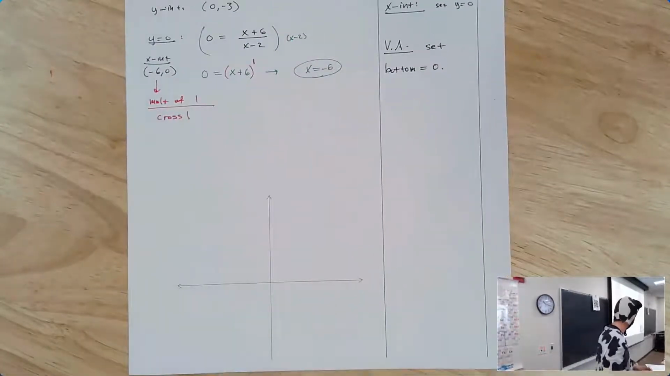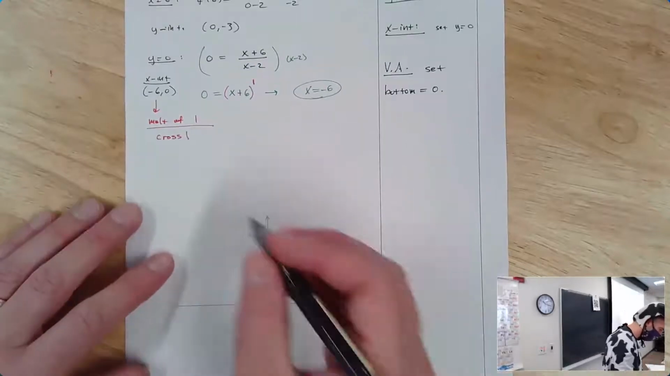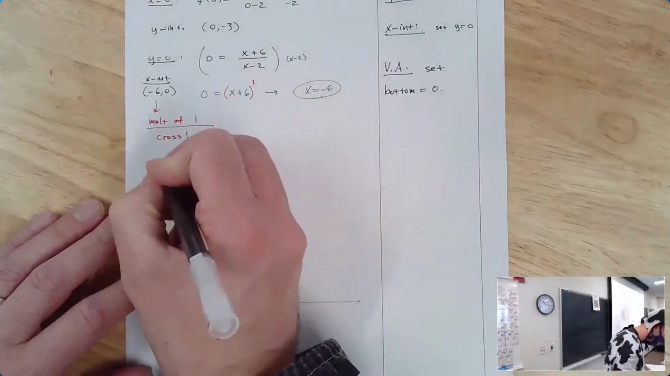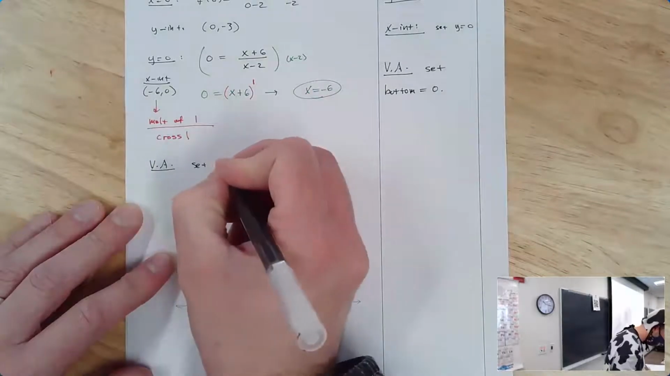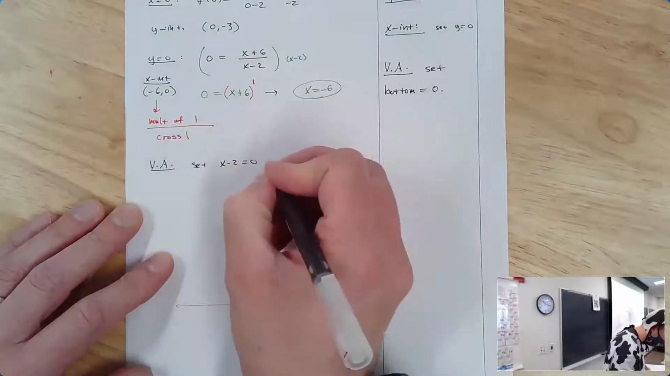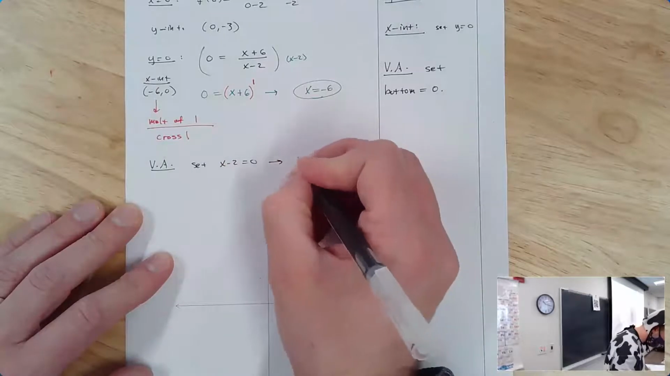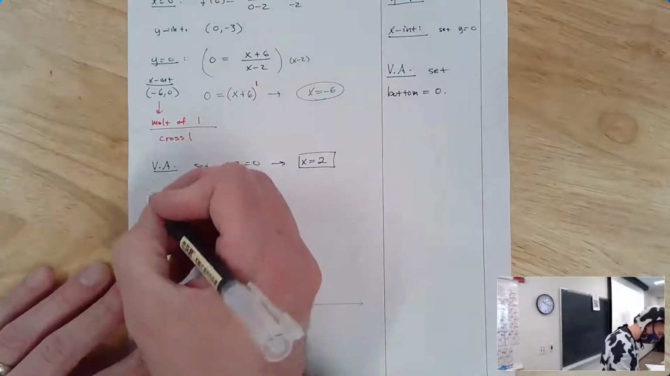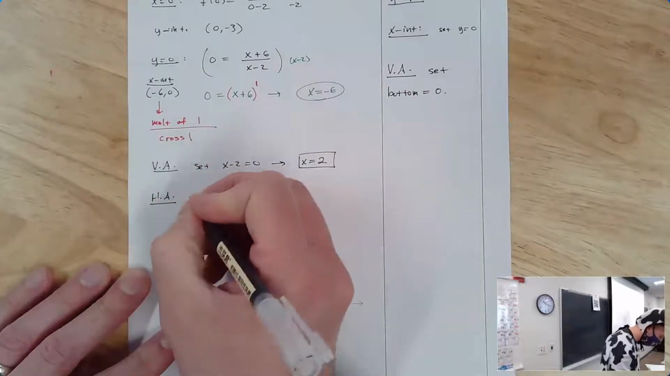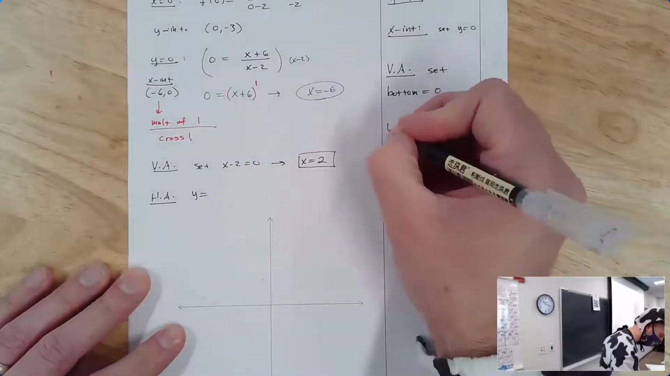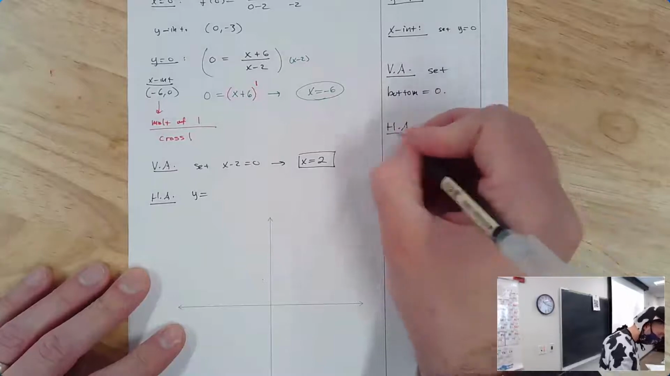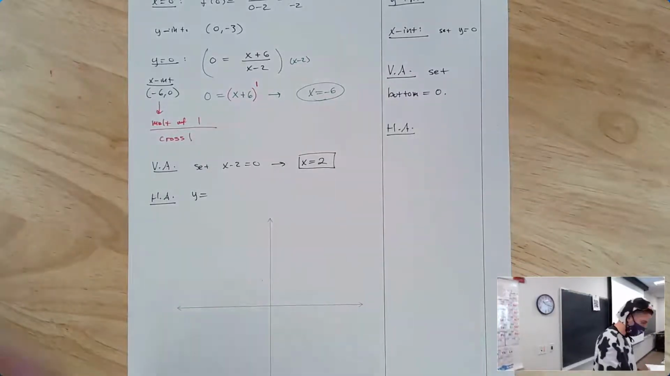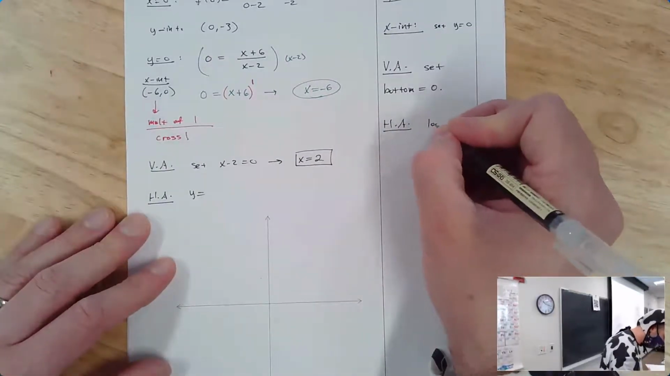For the vertical asymptote, we're going to set the denominator equal to 0. So we're going to set x minus 2 equal to 0. We're going to get x equal to 2. That's our vertical asymptote. And for our horizontal asymptote, we're going to look at the original thing, y equals, I should say. So the horizontal asymptote, that's the one that's a lot of words to write. I'm going to say, look at the degrees.